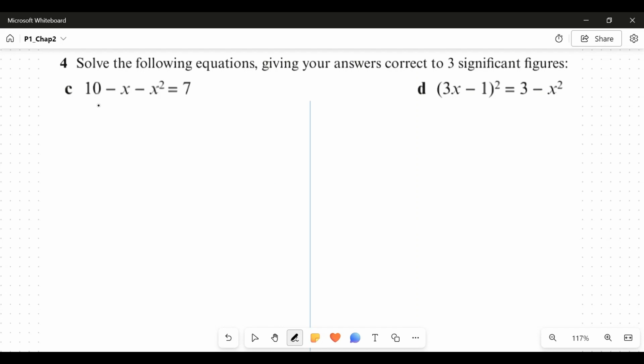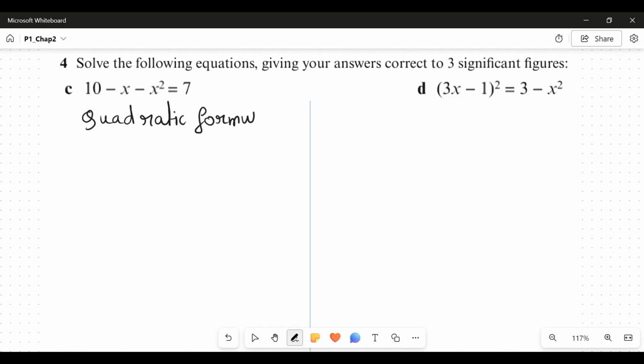Solving these quadratics is a bit different because they want answers in three significant figures. This means that we are not supposed to use the product and sum rule, but the quadratic formula. And we're going to work with the quadratic formula in a bit.